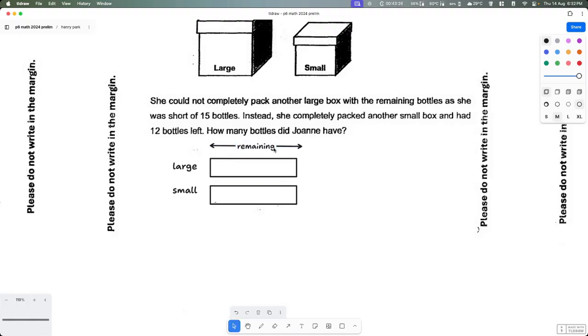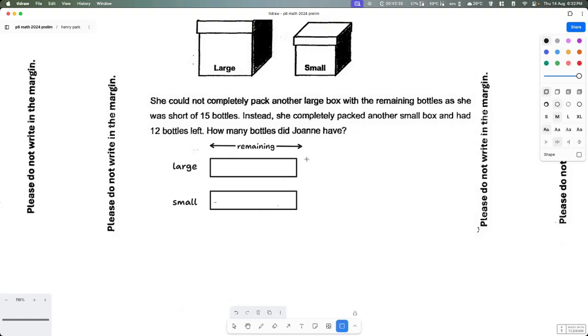Okay, so we know that the large and small is different, because the small can carry a certain amount of bottles. For the large itself, it was short of 15, so we're gonna write here 15. And for the small one, she has an excess of 12, so we're gonna write here 12, like this.